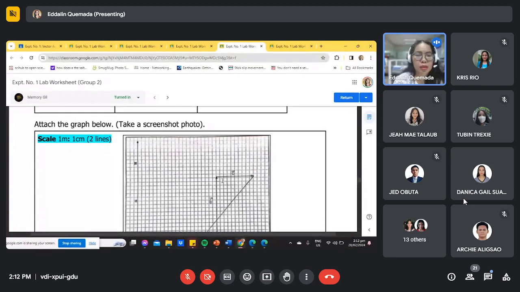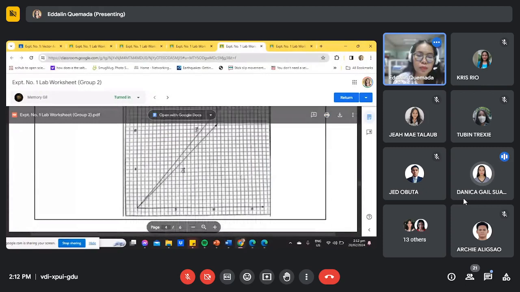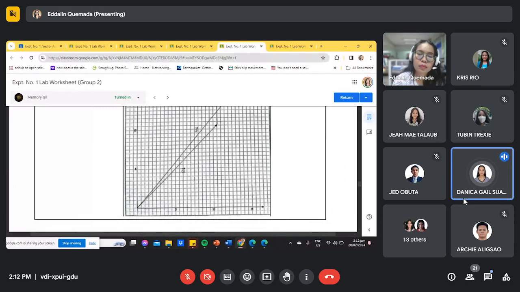Sige. Okay. So first is A, the vector A. So since 15 meters ang magnitude and then 45 degrees ang angle, since 45 degrees siya, that means nga ang iyahang slope is exactly 1 by 1, miss. So if we move pataas 1, sa right side it's 1 unit.